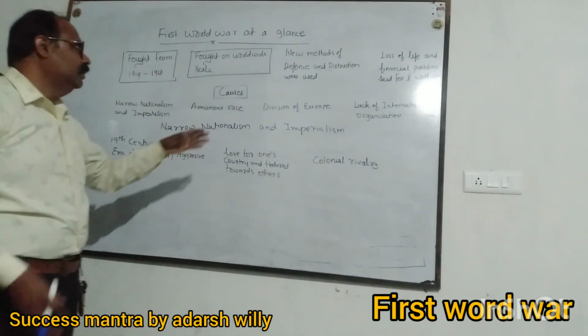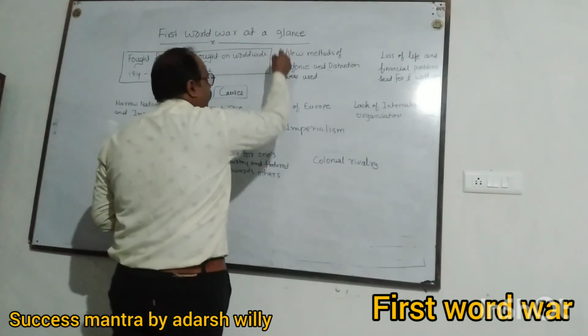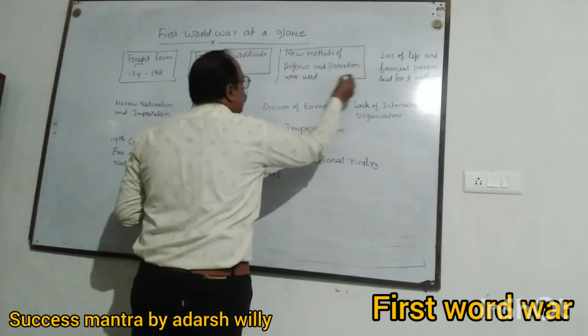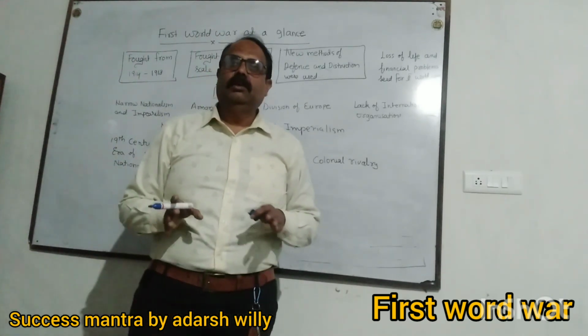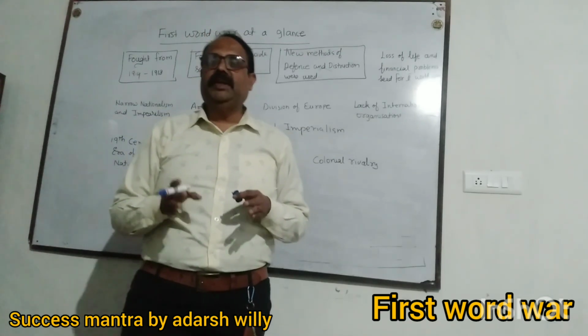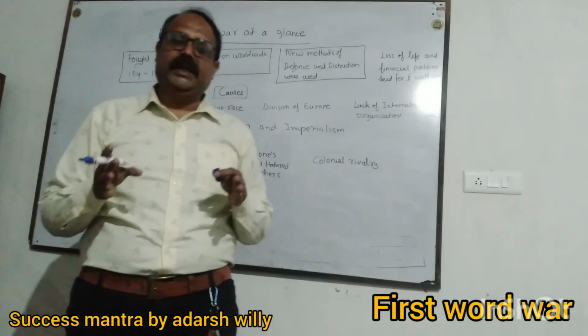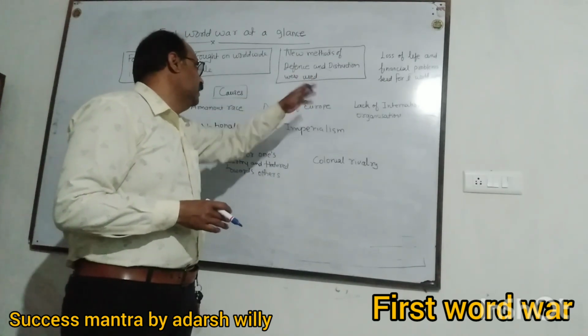Here, in the third point, you can see the new methods of defense and destruction that were used. Because of the armament, because of the race of arms, every country became very strong, and they developed a new system of defense and destruction.